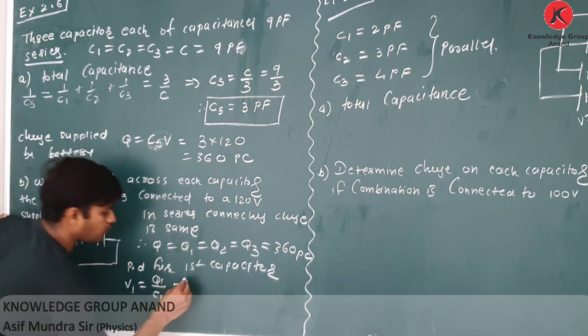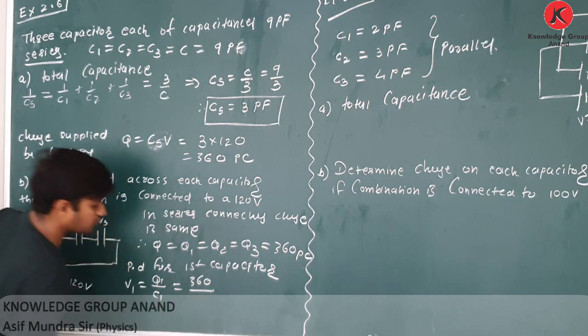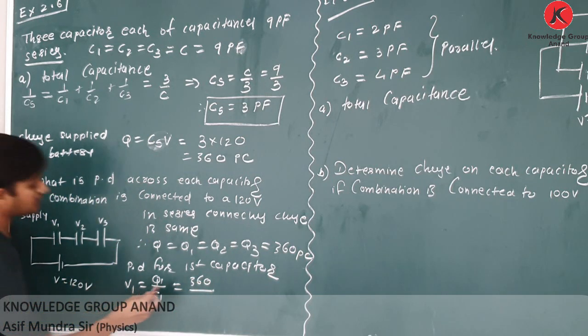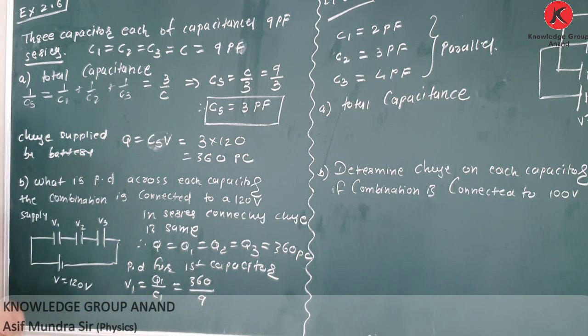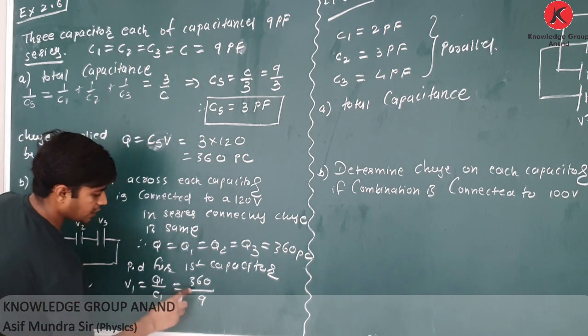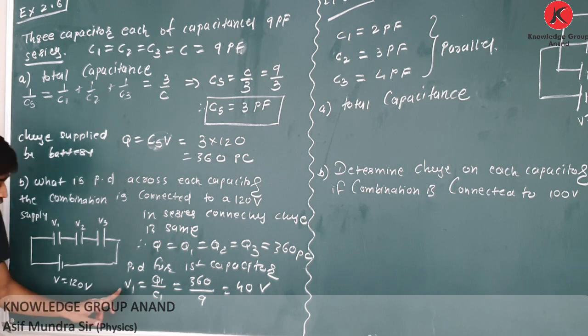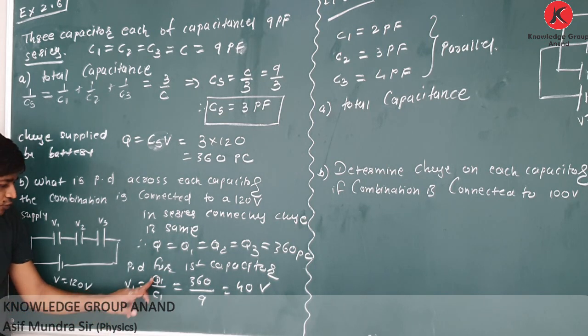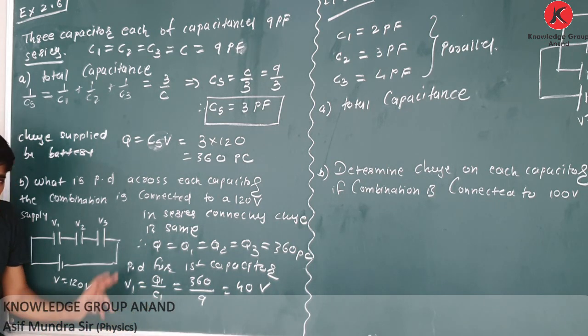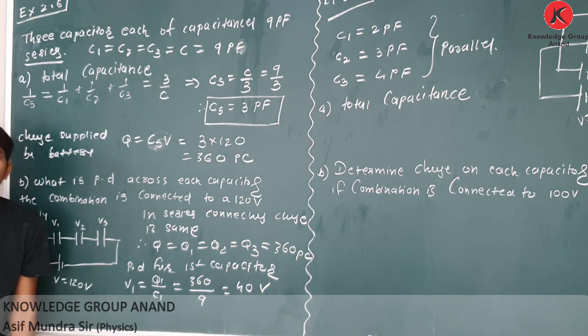What is value of Q1? 360. What is value of C1? Yes, it is 9. So it is 360 by 9, so we can say it is 40 volt. Similarly, you have to find V2. V2 is equal to Q2 upon C2. V3 is equal to Q3 upon C3. Yes, you will get one interesting result. Each and every answer is 40 volt.